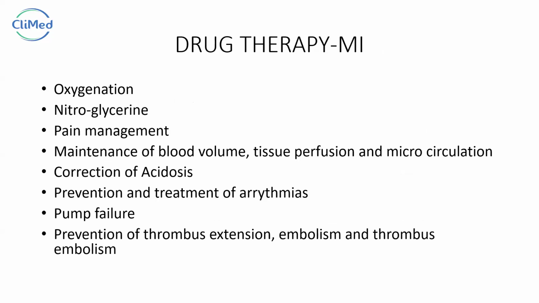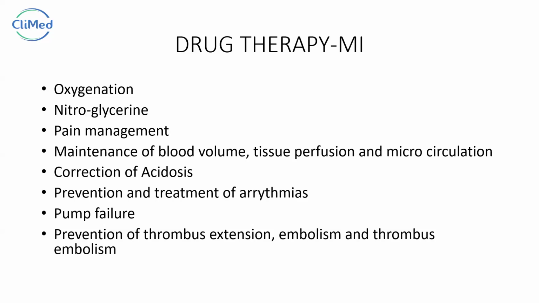Drug therapy in MI. Following is a protocol to be followed when a patient presents with myocardial infarction. Number one is oxygenation. When the saturation of a patient is low, oxygen can be provided if required. Nitroglycerin is a first line treatment for myocardial infarction. Next is pain management. Following 3 doses of nitroglycerin, if the chest pain of the patient is not reduced, opioid analgesics like morphine can be administered parenterally to reduce the chest pain.